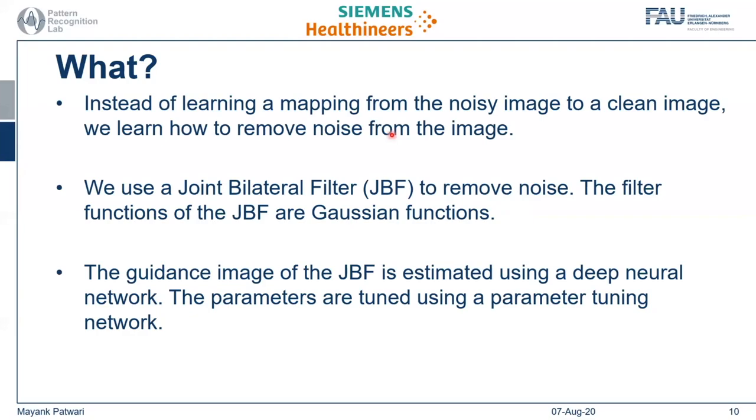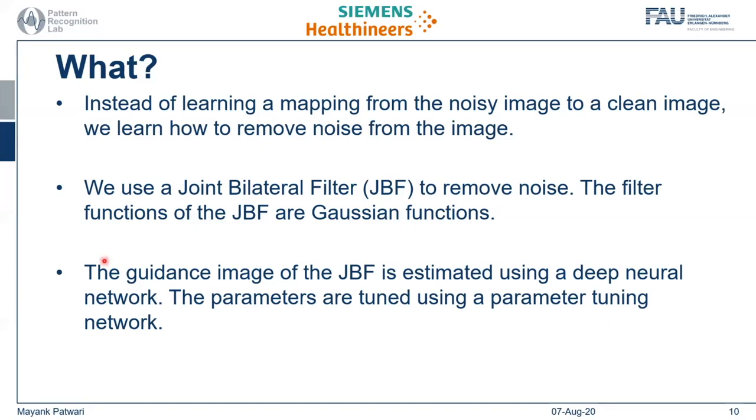In our approach, instead of learning a mapping from a noisy image to a clean image, we learn how to remove noise from the image. And to remove the noise, we have a joint bilateral filter. We estimate the filter functions using Gaussians. There are two filter functions based on the bilateral filter. One smooths the difference in the intensities, and the other smooths the differences in the spatial coordinates, so how far a pixel is from a central pixel. The guidance image of the joint bilateral filter is estimated using a deep neural network, and we tune the parameters using a parameter tuning network.